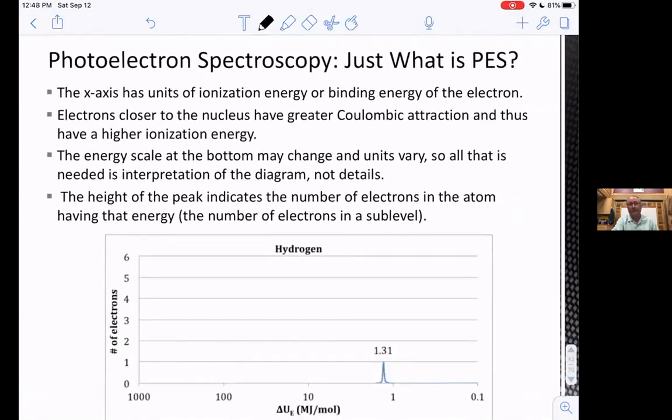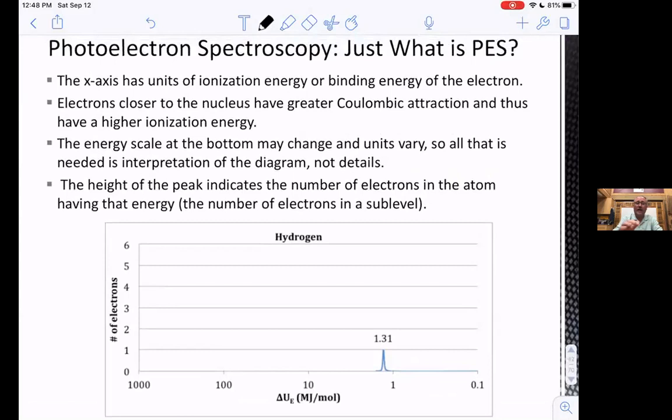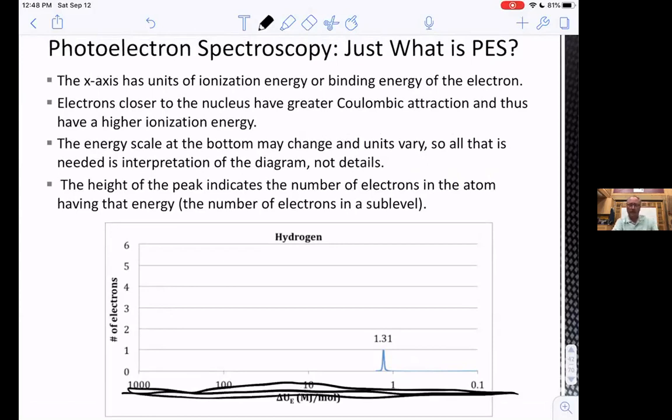All right, so PES. So what is PES? In a PES graph, like the images that you're seeing down here at the bottom for hydrogen, it has two axes. The axis on the bottom, the x-axis, is the amount of energy that you're giving to that atom.